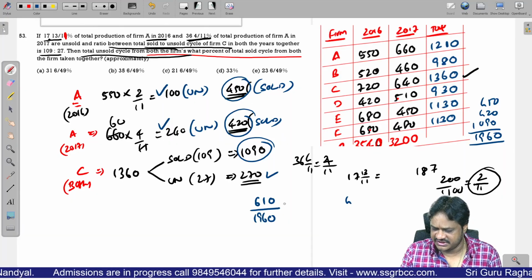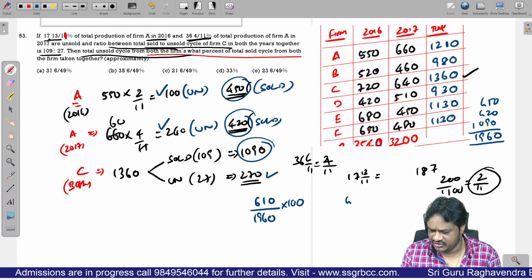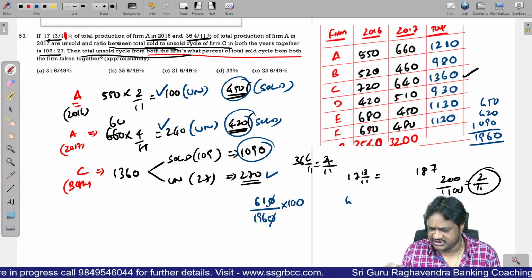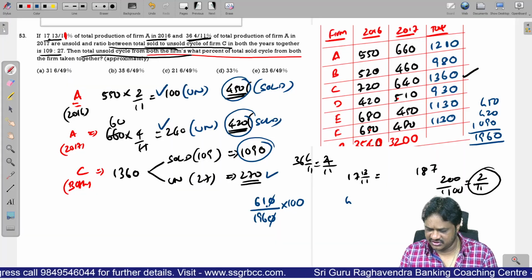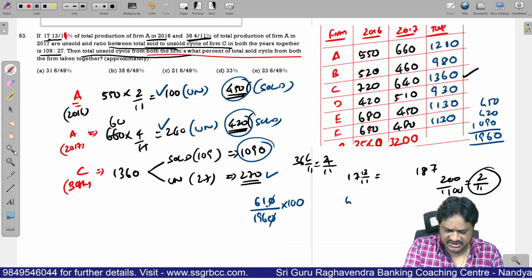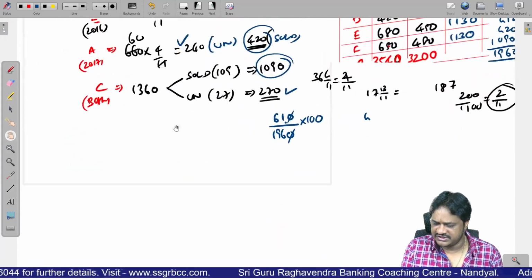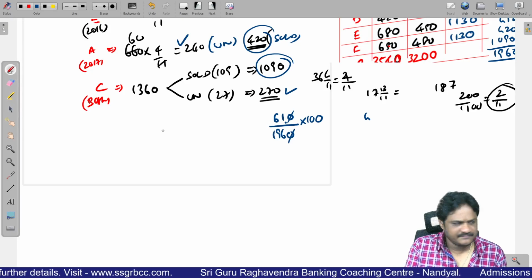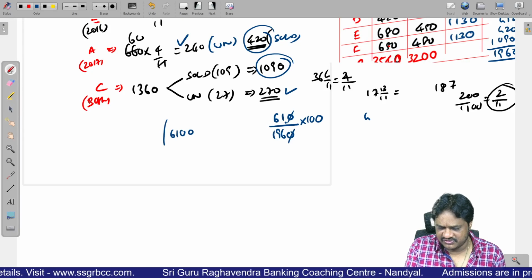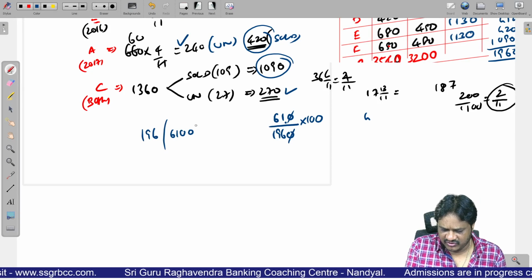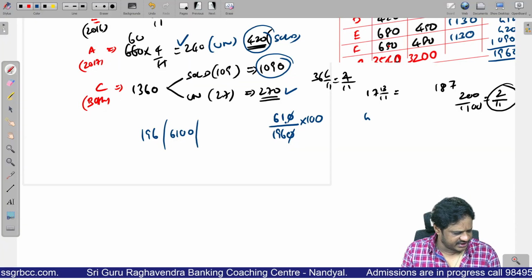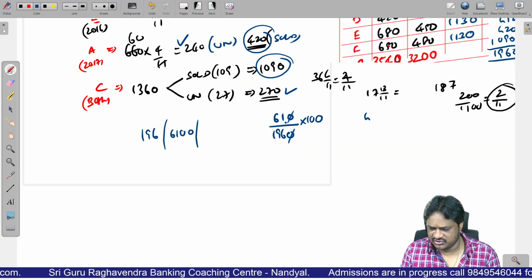What percent? So into 100, the zeros cancel. Divide 6100 with 196. I am dividing 6100 with 196. Let us do the calculation.